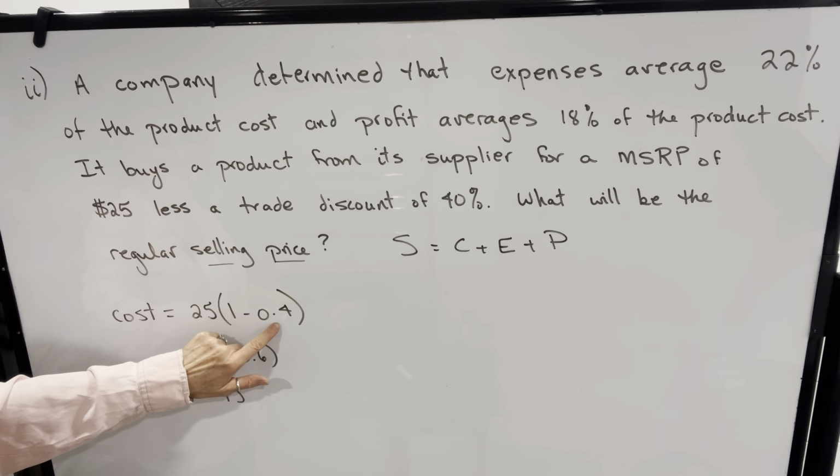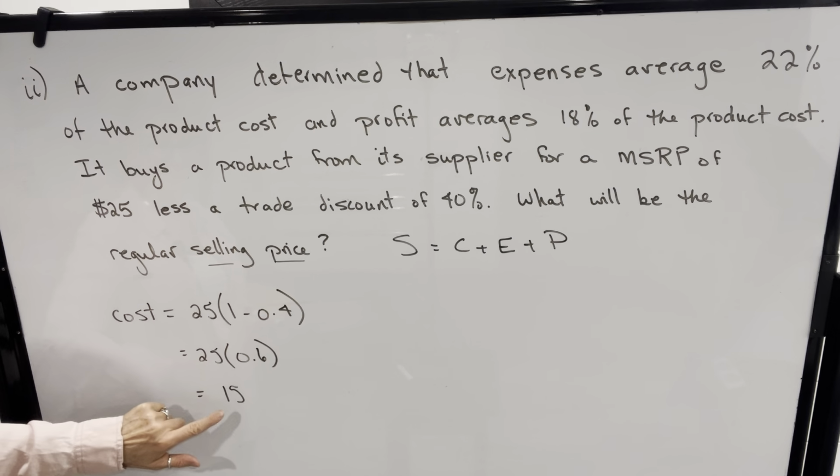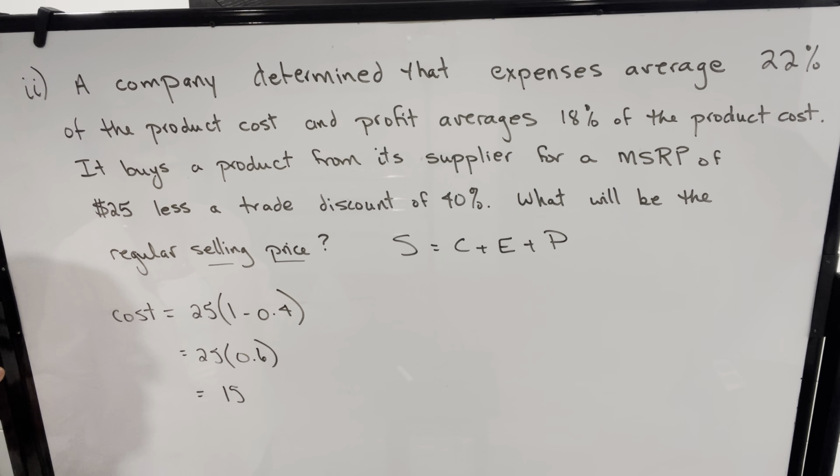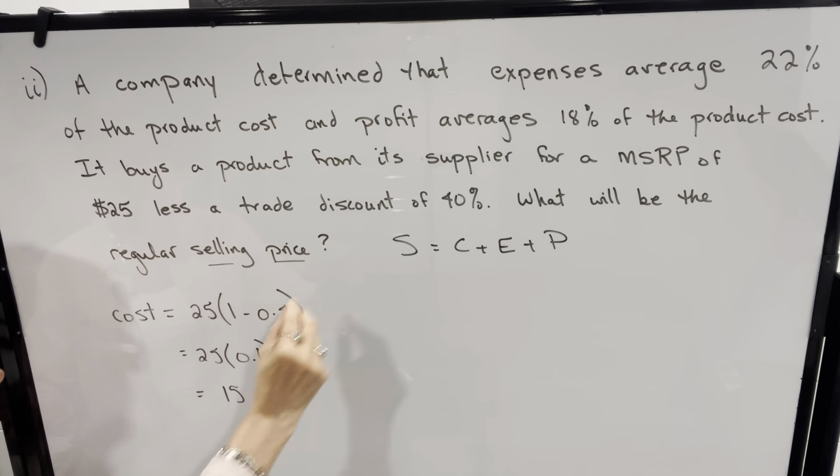So do the subtraction. 1 minus 0.4 is 0.6. Multiply 0.6 times 25, it's 15. Another way that you can think of it is if they get a discount of 40%, then they're actually only paying 60% of $25. So there's our cost.